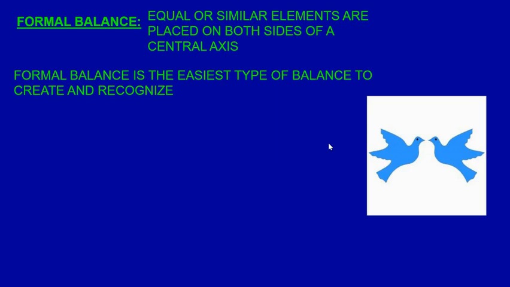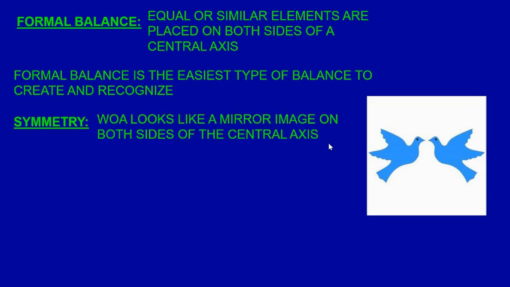Formal balance is the easiest type of balance to create and recognize. Whatever you do to the left, you do the same thing to the right. Whatever you do to the right, you do the same thing to the left, and that is very easy to imagine or to create. That is why I think the first semester of art history is so filled with formal balance, because it's easy. And like I've been saying, it looks like a mirror image.